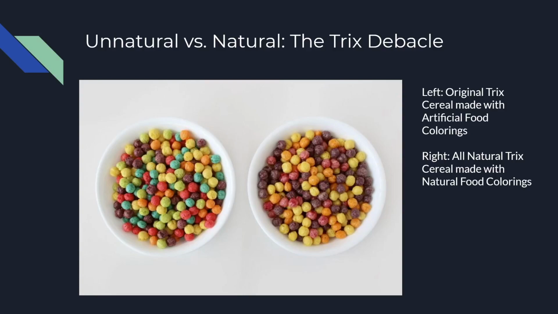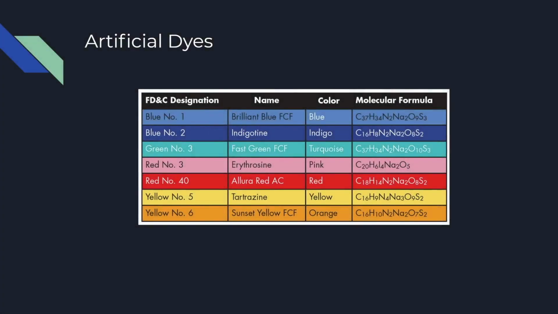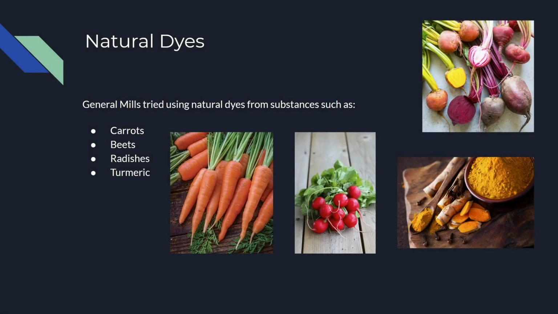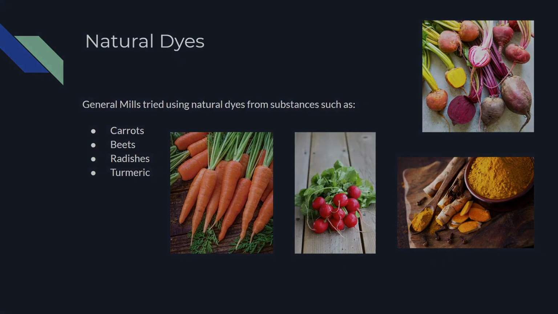As mentioned earlier, there is still a lot of debate between natural and unnatural dyes. One manifestation of this debate occurred in around 2015, when major food manufacturer General Mills decided to change the recipe of Trix breakfast cereal to use natural dyes instead of artificial ones. Here you can see a list of some common artificial dyes, almost all of which were used in the original recipe for Trix. The natural dyes used as replacements came from many sources, such as these ones listed here.